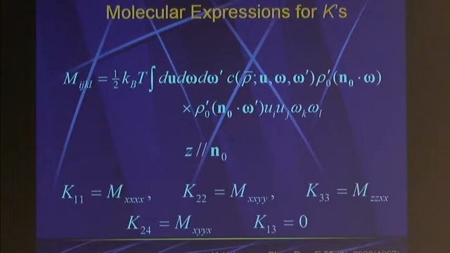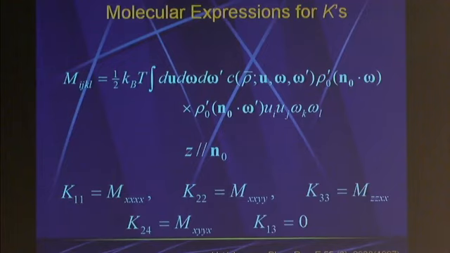And assuming that z is parallel to n0, the original orientation, then we can easily reconstruct that K11 equals M xxxx. And those are the results that we get for K1, K2, K3, K24. And like I said, K13 is an inevitable result of this development.